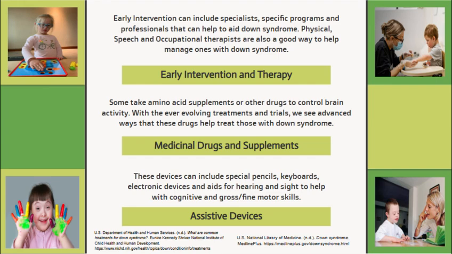For the medicinal drugs and supplements, some can take amino acid supplements or other drugs to control brain activity. With the ever-evolving treatments and trials, we see advanced ways that these drugs help treat those with Down syndrome. And then for assistive devices, this can include special pencils, keyboards, electronic devices, and aids for hearing and sight to help with cognitive and gross and fine motor skills.